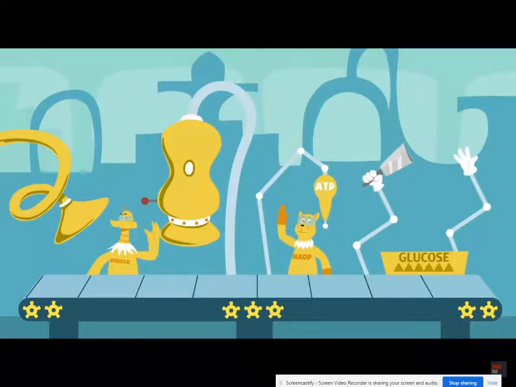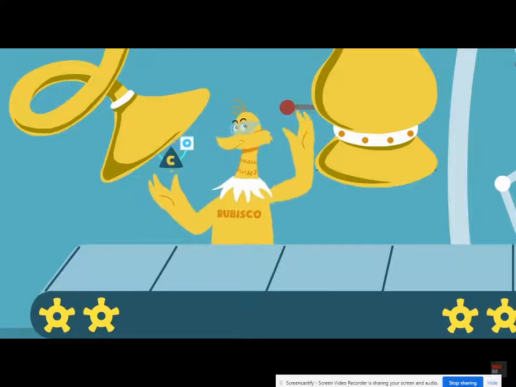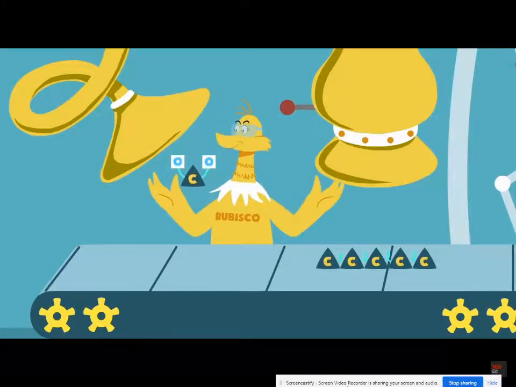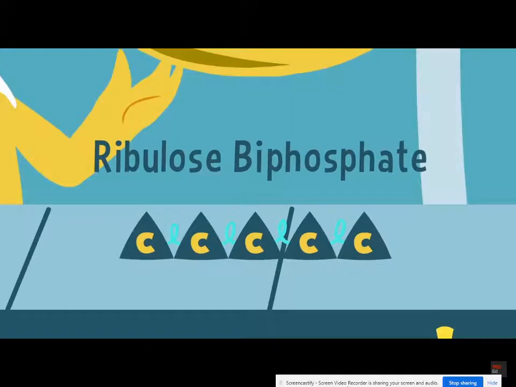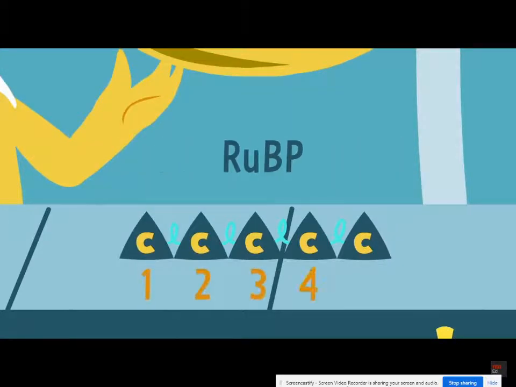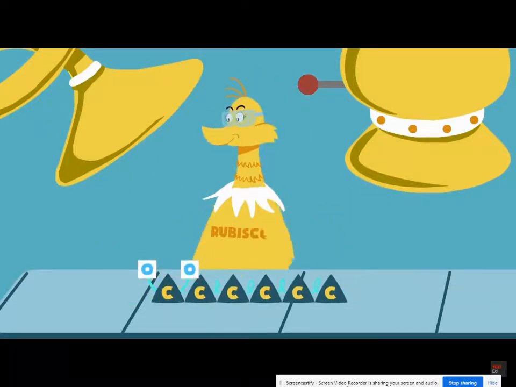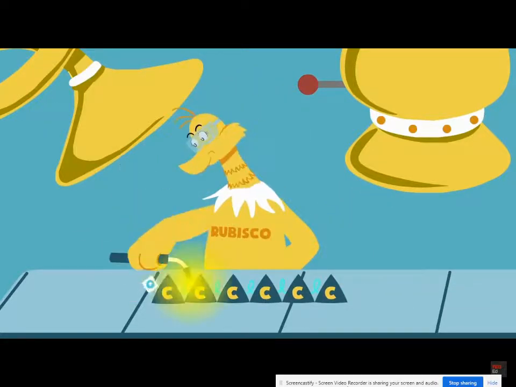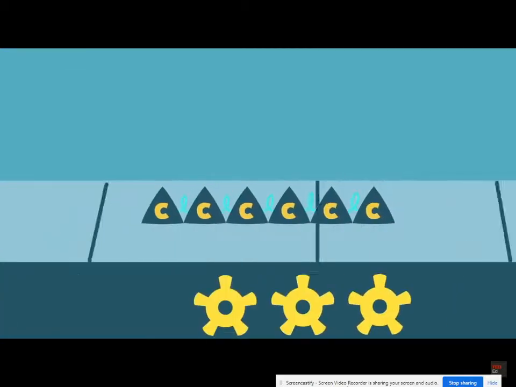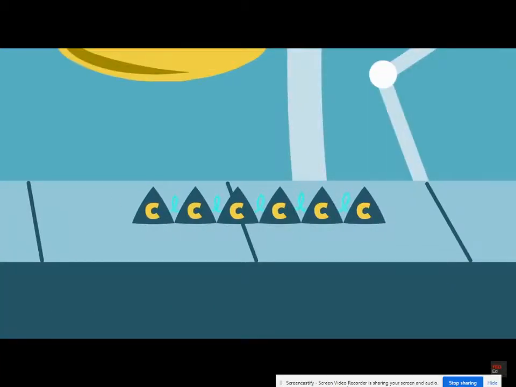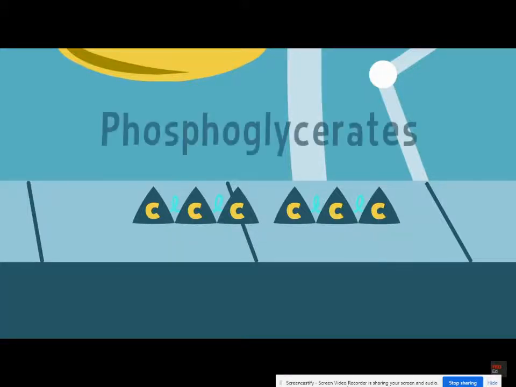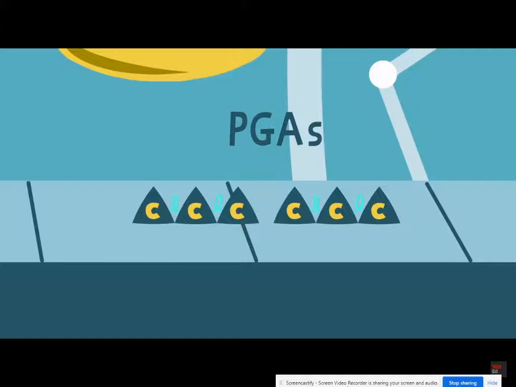The starting materials: a mix of CO2 molecules from the air and pre-assembled molecules called ribulose bisphosphate, or RuBP, each containing 5 carbons. The initiator: an industrious enzyme named Rubisco that welds 1 carbon atom from a CO2 molecule with the RuBP chain to build an initial 6-carbon sequence. That rapidly splits into 2 shorter chains containing 3 carbons each, called phosphoglycerates, or PGAs for short.